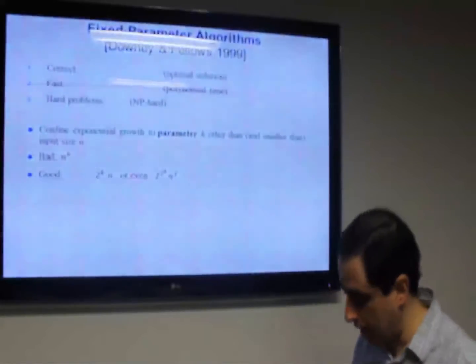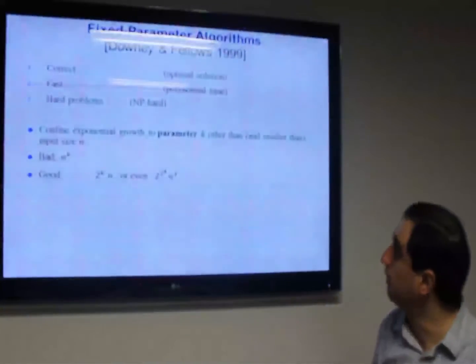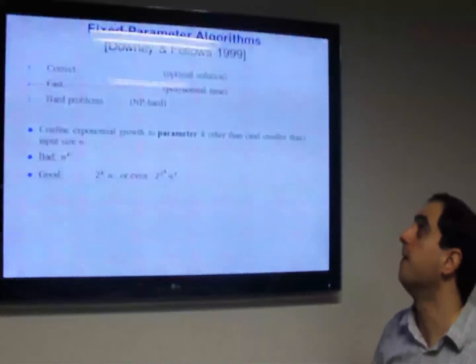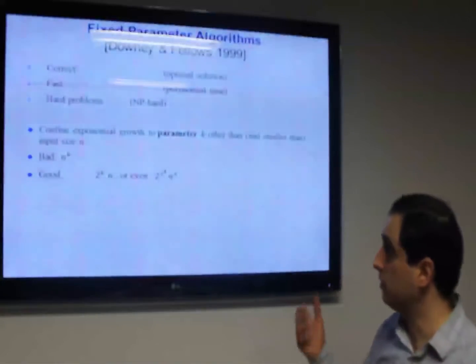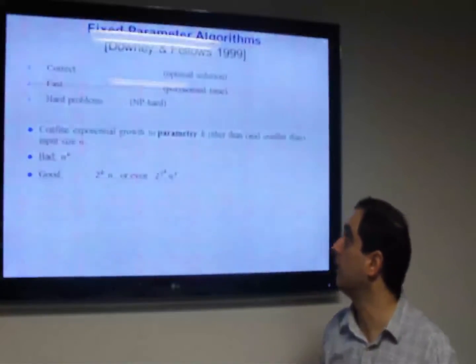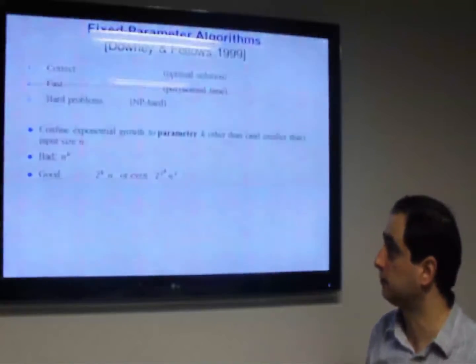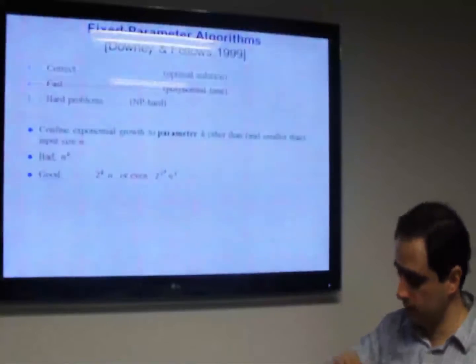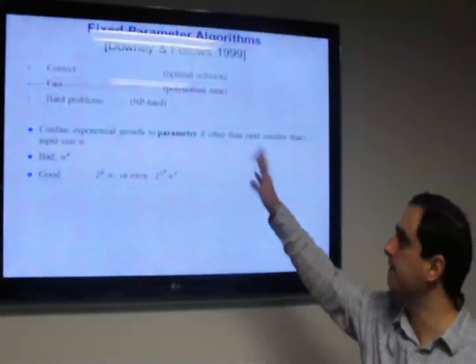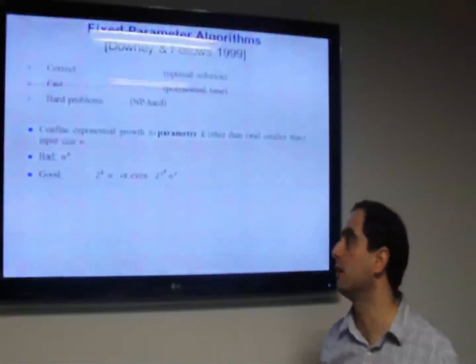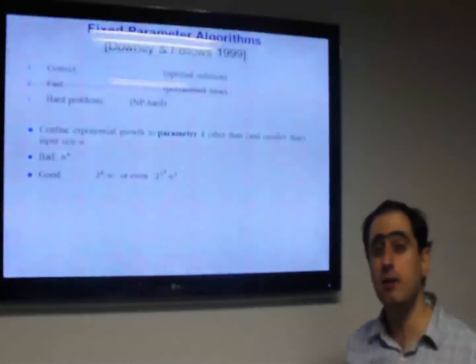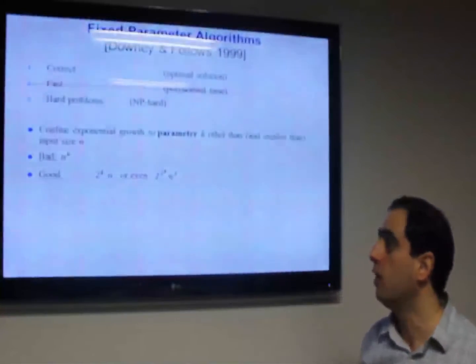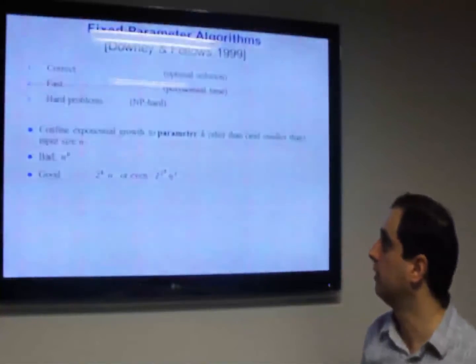Okay, so approximation algorithm, very important area of algorithm design. And the other one is the fixed parameter algorithm. That's actually introduced by Downey and Fellows in 1999. And here, again, the goal is a fast algorithm. Say, okay, we cannot get a polynomial time algorithm, we want to find the optimum solution for NP-hard problems.